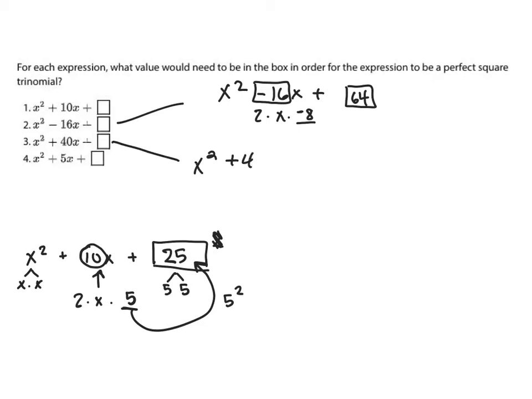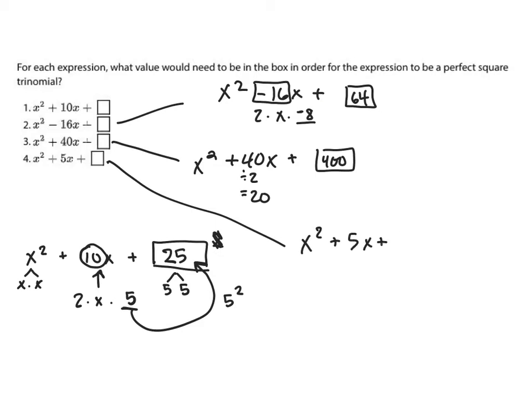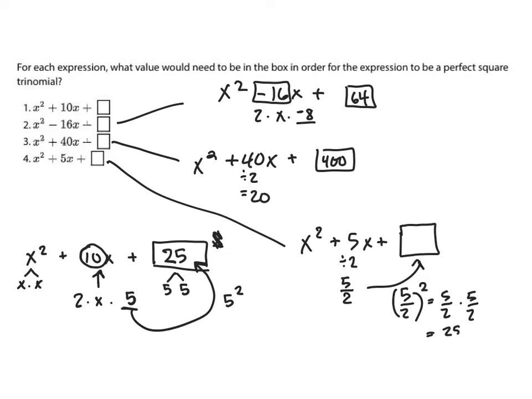X squared plus 40x plus the box. So half of 40 is 20. 20 squared is 400. And then this last one, ooh, this one's a messy one. So divide by 2, I'm going to keep it in fraction form, is 5 halves. But to throw it in the box, I have to square it. To square it, I'm doing 5 halves times 5 halves, which is 25 over 4.